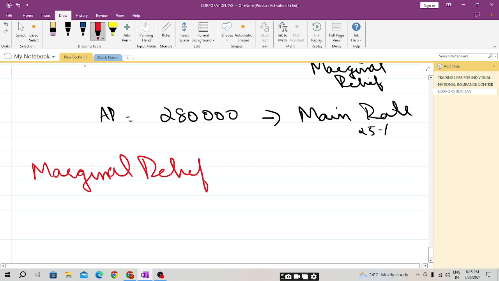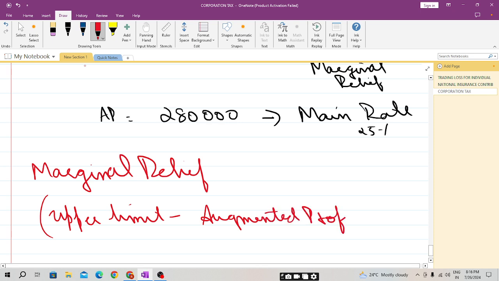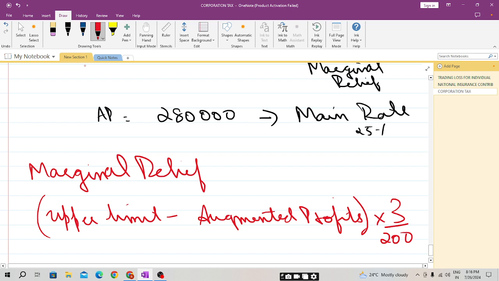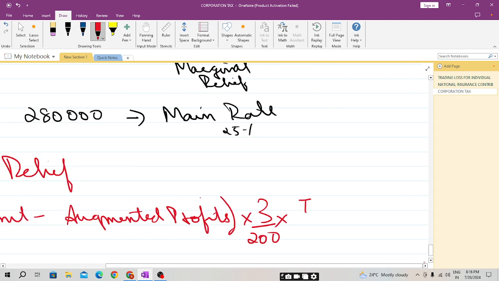The marginal relief will be the upper limit less augmented profit, into 3 by 200, that is the standard fraction, into taxable TTP divided by the augmented profits. I hope this formula of the marginal relief is clear.